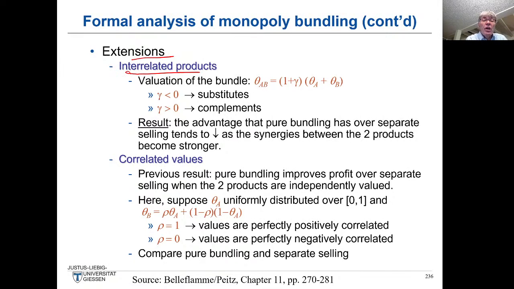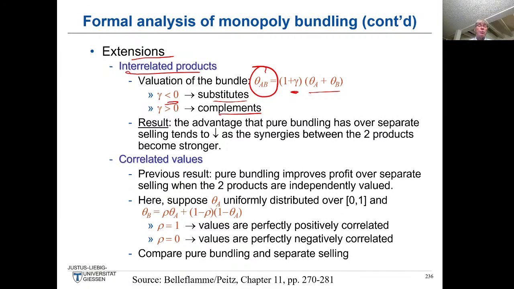So suppose these two products are not independent products, but they are either substitutes or complements. An easy way to formalize that would be to add such a parameter gamma here, where gamma is either positive or negative. If gamma is negative, the valuation of the bundle would be smaller than the sum of the reservation prices.